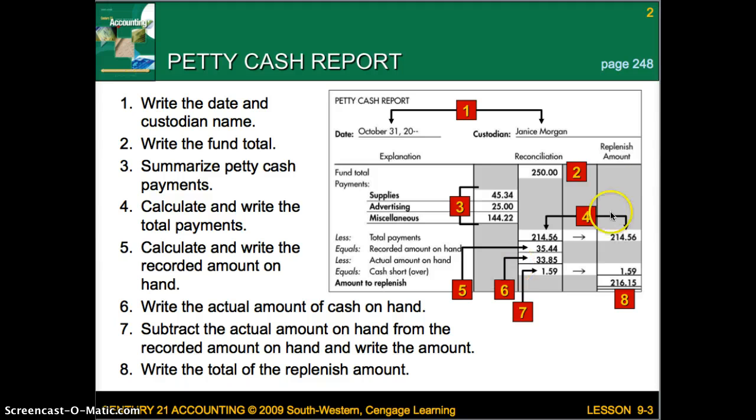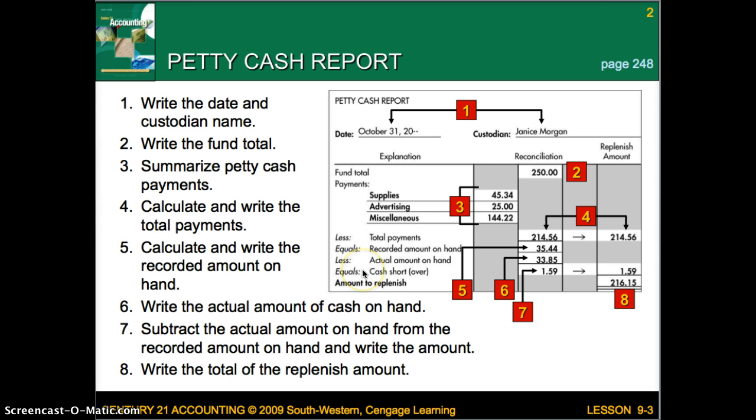Let me restart that. Okay, we started with 250. These are the payments that people said they have made. Here are my total amount of payments. So when I add this up, here's my total. So this recorded amount on hand is 250 minus 214.56, and we get 35.44.